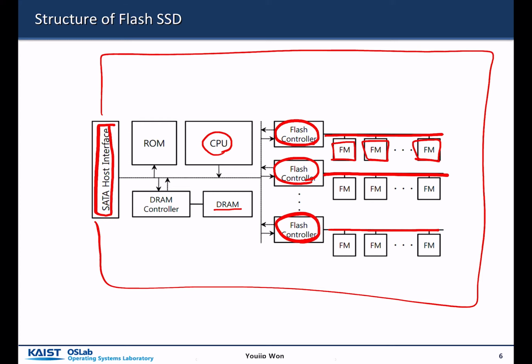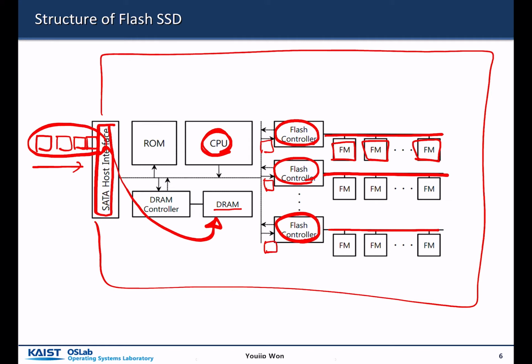When a host sends a request to write multiple blocks, the embedded controller distributes the incoming request. First, it transfers these data blocks to DRAM, and then later, with a write-back cache replacement algorithm, it writes those blocks to multiple channels in a parallel manner. That's how the write operations are distributed over multiple flash memories.